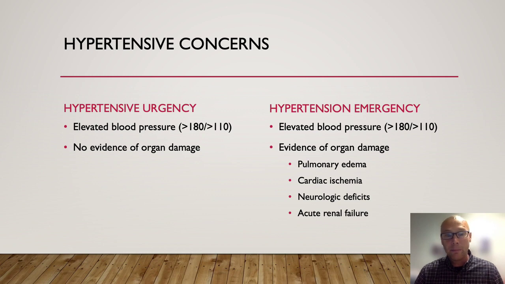Versus hypertensive emergency is the same blood pressure, but like we were saying, there is evidence of organ damage. So the patient has pulmonary edema, cardiac ischemia, neurologic deficits, renal failure, other things you might see on lab work. Those patients really need to be addressed quickly because that organ damage can be further exacerbated by the blood pressure remaining high.